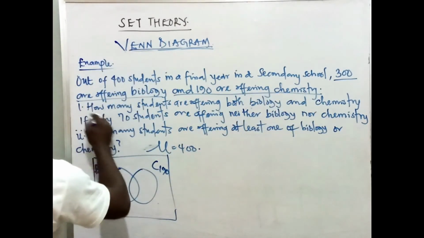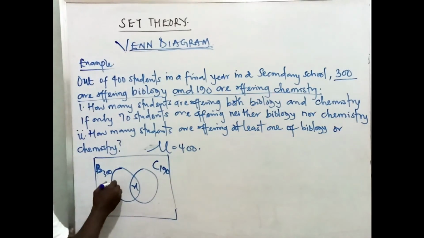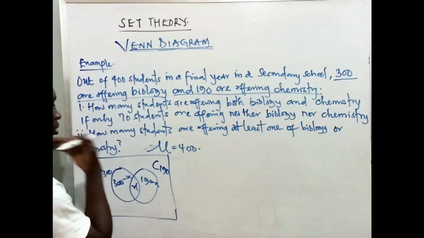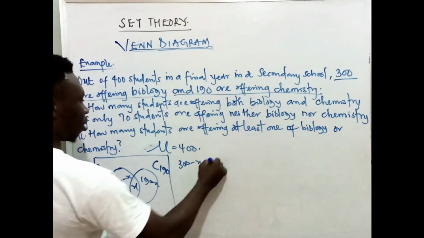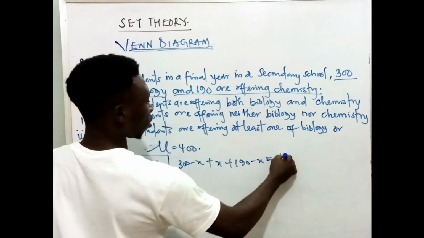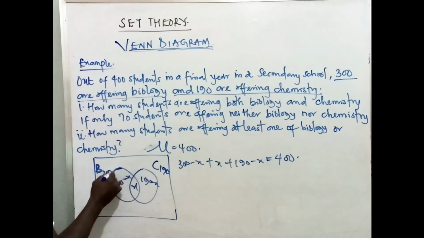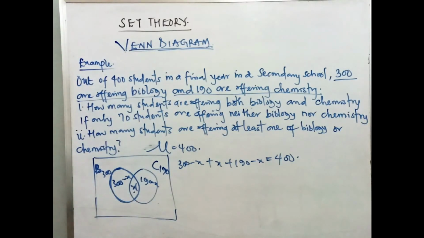They said how many students are offering both? So let both be x. If both is x, this becomes 300 minus x and 190 minus x. So in total this becomes 300 minus x plus 190 minus x is equal to the total students, which is 400. Now why am I minusing x? Because this is a full circle and the number of students offering both are considered to be what? 70.